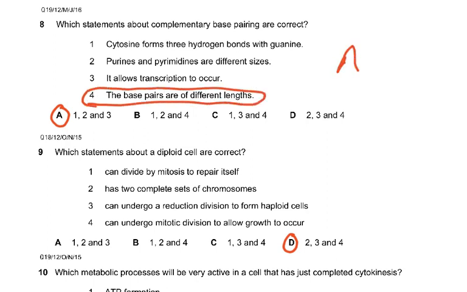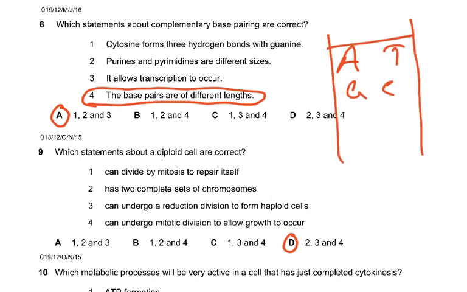The base pair A and T and G and C, that's why you get a parallel strand. They're all the same. Purine is adenine and guanine, and they are double ring, and the pyrimidine is a single ring. So the base pairs are of different lengths.